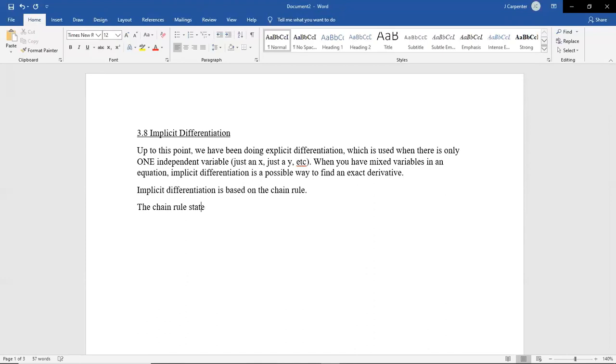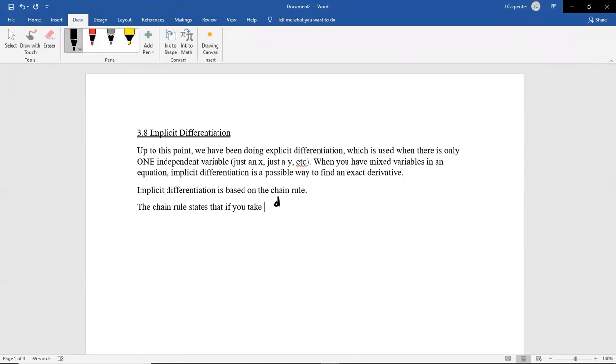Chain rule states that if you take d dx of a compound function, then the derivative is the derivative of the outside times the derivative of the inside. That's just a quick reminder of the chain rule.